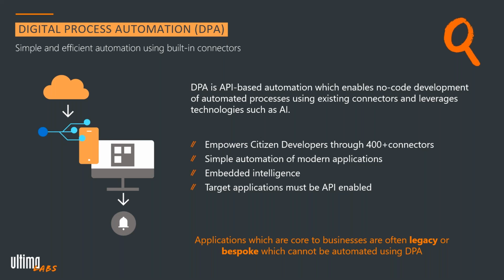So where we're looking at automation, we're essentially breaking this down into two categories. We start with digital process automation, which is where Power Automate comes in. It's simple and efficient automation using built-in connectors. So it's API-based automation, which enables that no-code development, which sits really well with system developers and business users, because it's drag and drop.